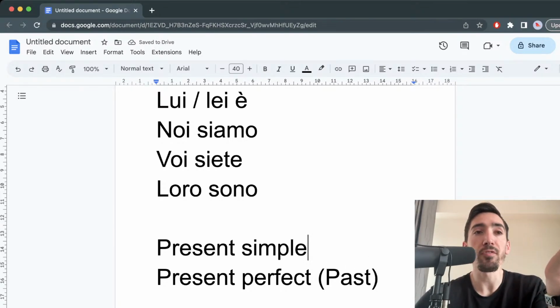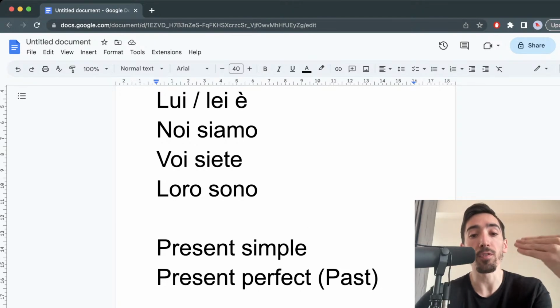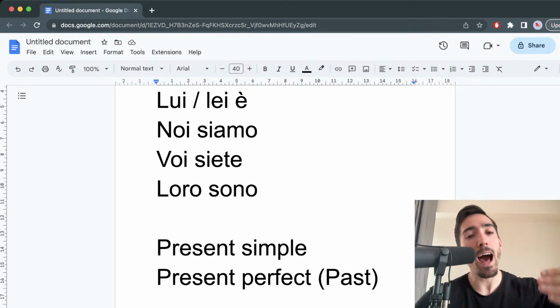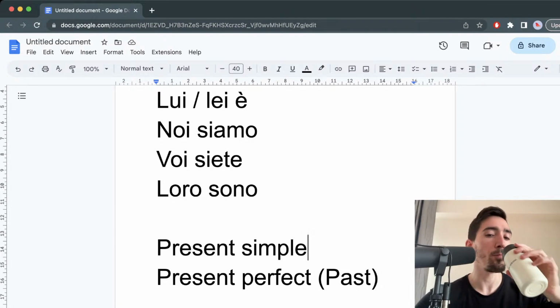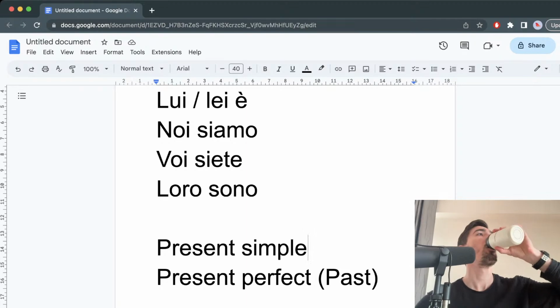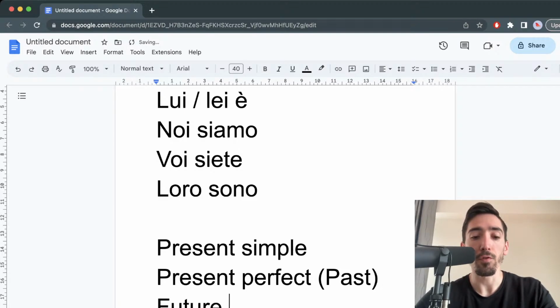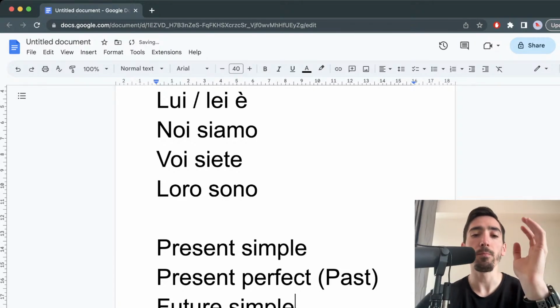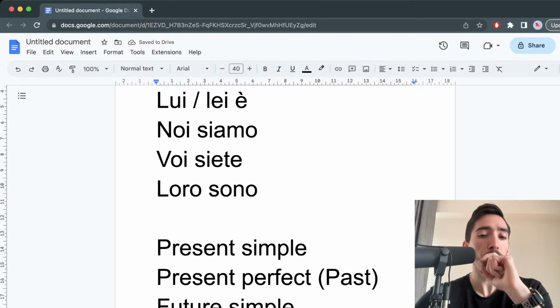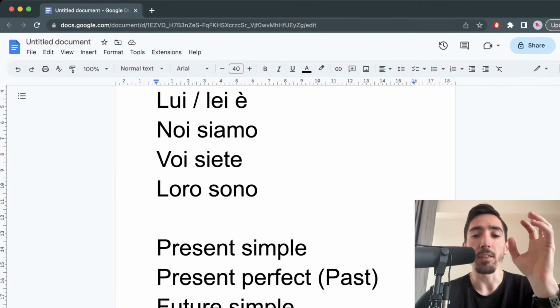So whenever you say in English, yesterday I went to school, yesterday I went to work, in Italian you would say, yesterday I have gone to school, right? Sono andato a scuola. So it's important. And the third very important verb is the future. Future simple. So with these three tenses, they're all part of the indicative mood.